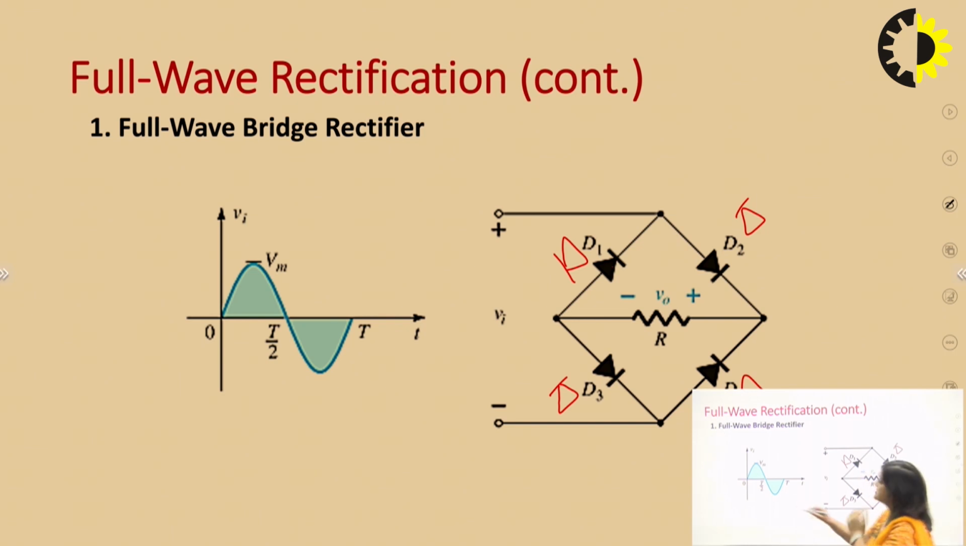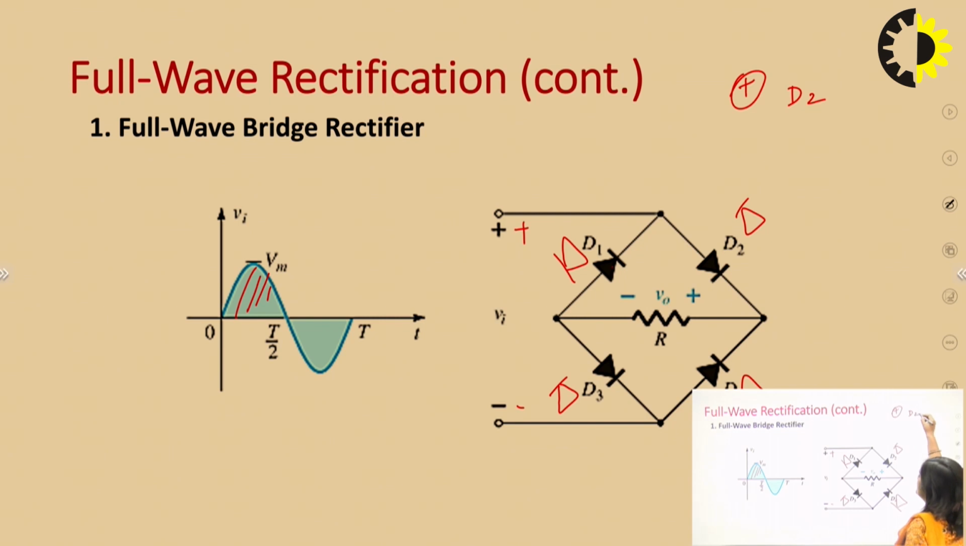So we can see in the positive half cycle, which diode will be in forward bias? In the positive half cycle, this part is plus, so D2 and D3 will be forward biased, and D1 and D4 reverse biased. Since these are ideal diodes, the diodes D2 and D3, being forward biased, will be replaced with a short circuit. So the equivalent circuit will be like this.